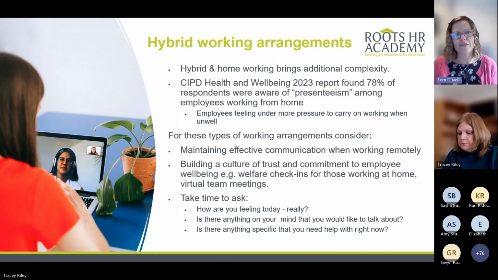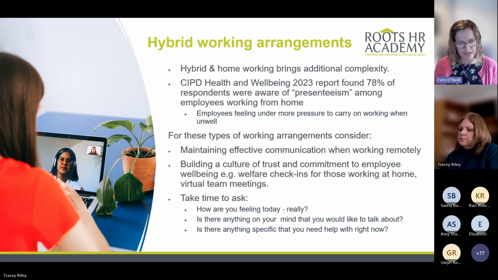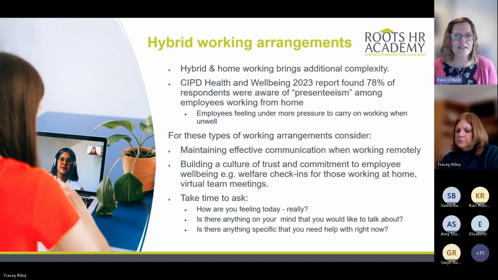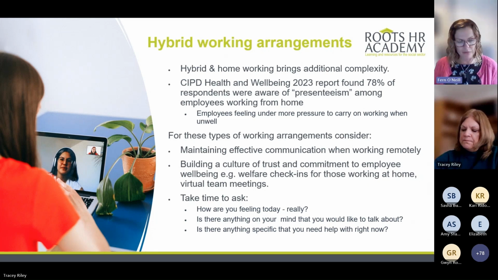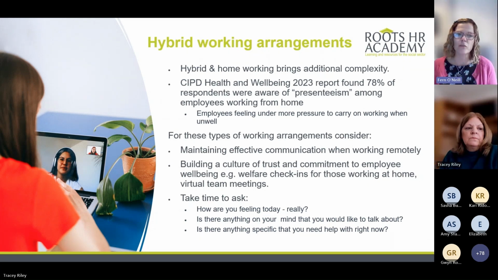In addition, the increase in remote and hybrid working brings an extra level of complexity. The CIPD report found that 78% of employers who took part in the survey were aware of presenteeism amongst colleagues who worked from home. Employees may feel more pressure to continue working when unwell when they're at home. Also, they're not as likely to have colleagues around them asking them, are you okay to be in work, as opposed to when they're in an office environment.